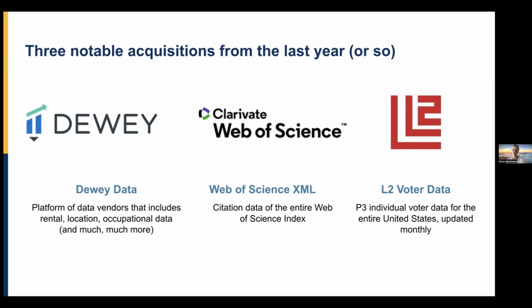I was also recently able to acquire the Web of Science XML dataset, which is all of the citation data for everything that is indexed in Web of Science going back to 1900. I'm really excited about that one. And then a few of you have likely heard of the L2 voter data. And this is individual voter data files for the entire United States that is updated monthly. It is personally identifiable, and we've been working with our partners over in Research IT to make sure all of the data remains in a secure enclave, and that folks who are accessing the data have agreed to the terms of data security for working with this type of data.